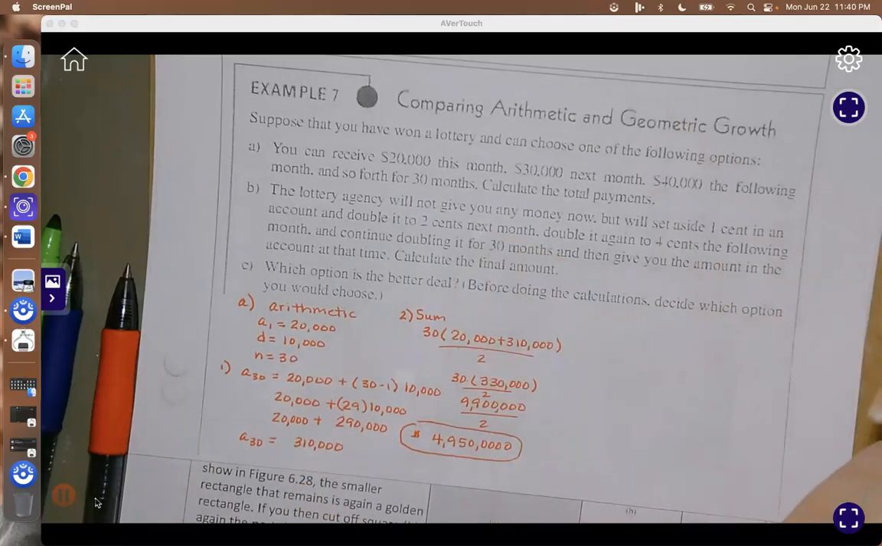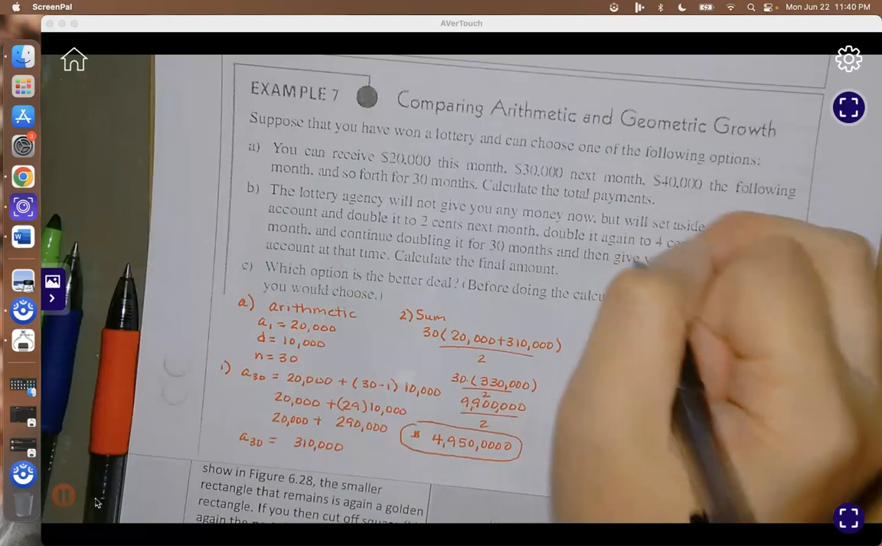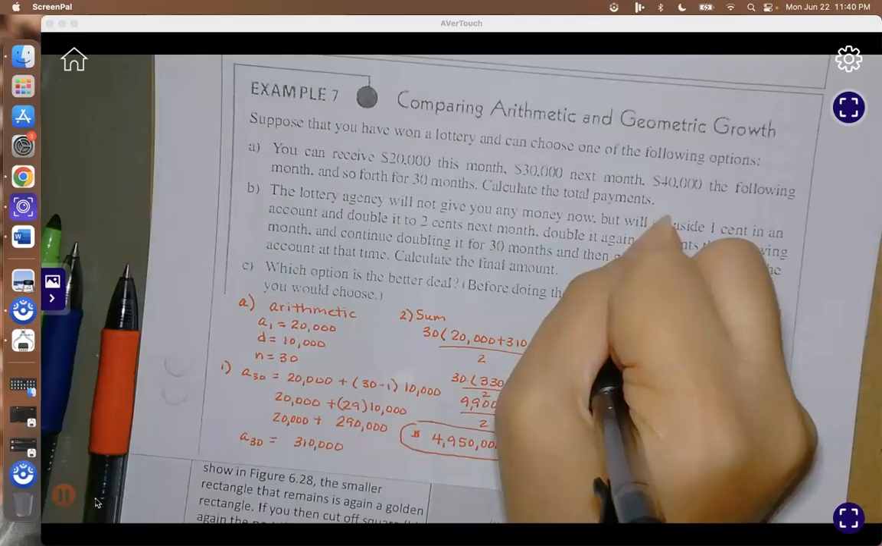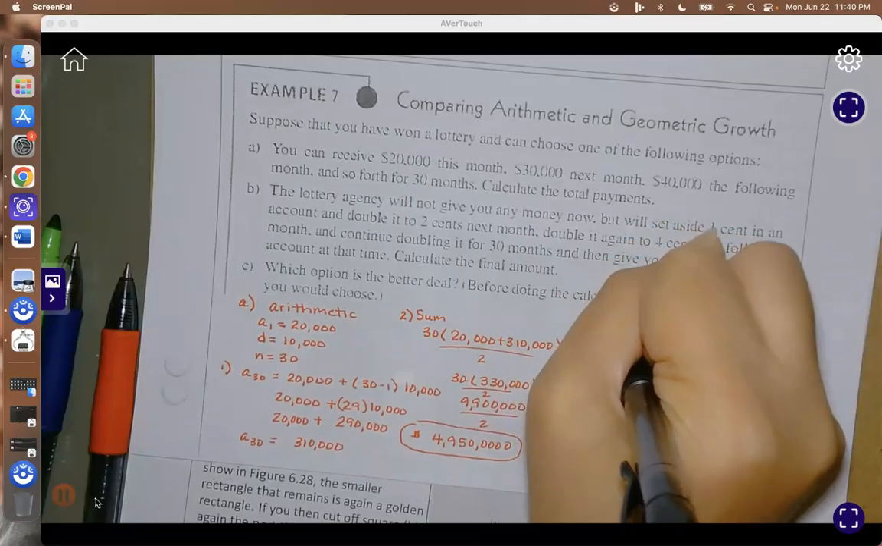account and double it to 2 cents next month. Double it again to 4 cents the following month. Continue doubling it for 30 months and then give you the amount in the account at that time. Calculate the final amount. So this one is a geometric.